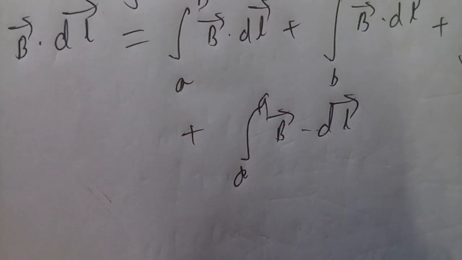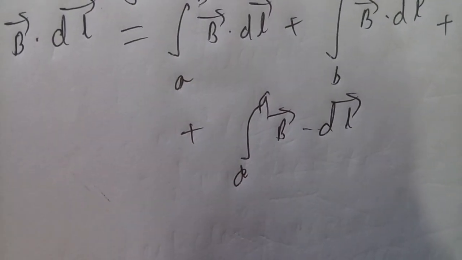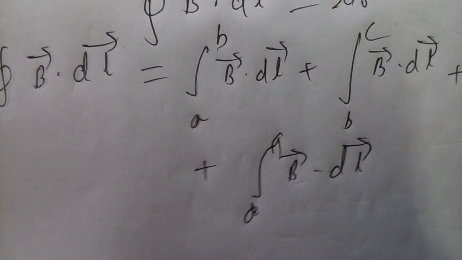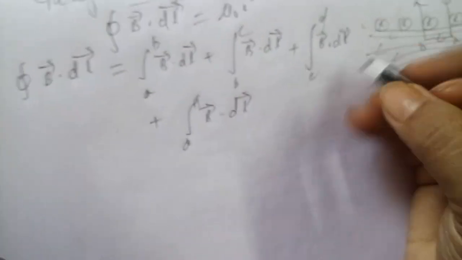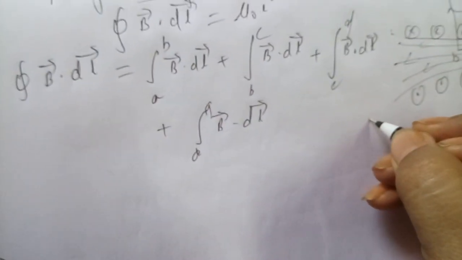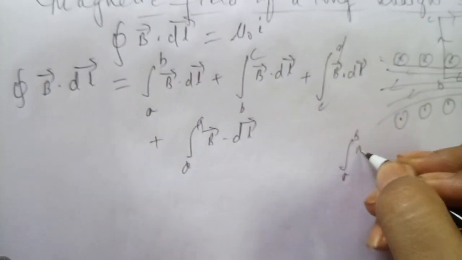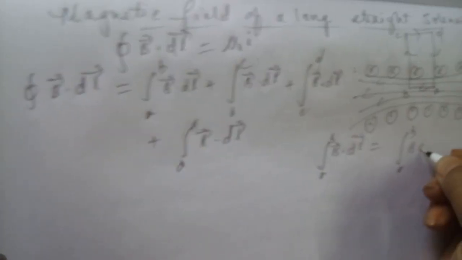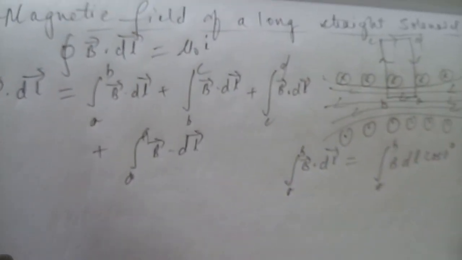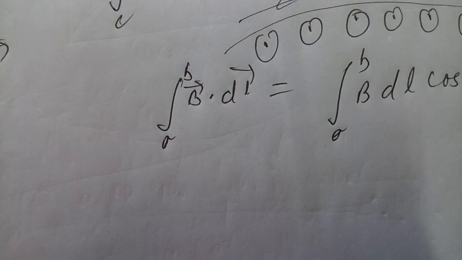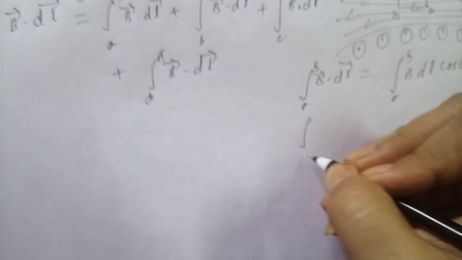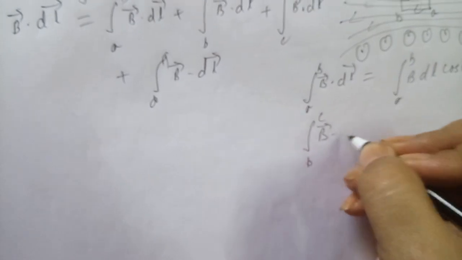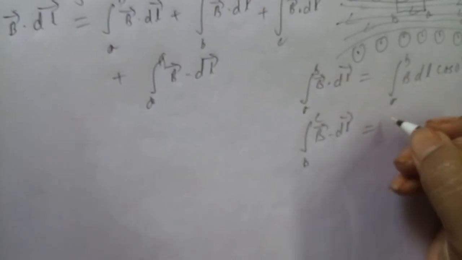Now what exactly do we need to do next? We need to just take the angles for all of this. So we can write it here also. For A to B, B vector dot dl vector can be written as B dl cos 0 degree. So we will consider this. But from B to C, B vector dot dl vector can be written as B dl cos 90 degree. Cos 90 degree is 0, so this becomes 0.